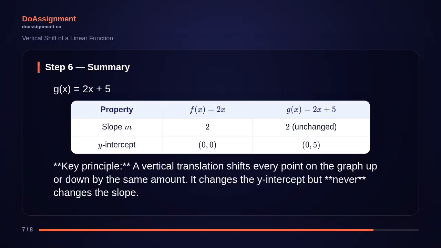To wrap up, g of x equals 2x plus 5. Its y-intercept is (0, 5). The slope remains 2, completely unchanged. The big takeaway is that vertical translations only move the line up or down, they never affect the slope.